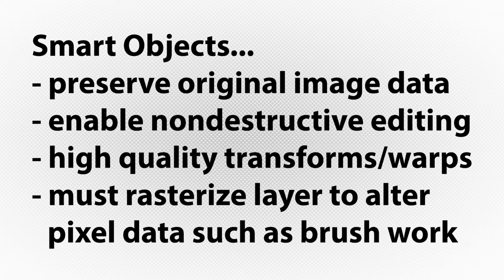You can't perform operations that alter pixel data, such as painting, dodging, burning, or cloning directly to a smart object layer, unless it's first converted into a regular layer, which will be rasterized. To perform operations that alter pixel data, you can edit the contents of a smart object, clone a new layer above the smart object layer, edit duplicates of the smart object, or just create a new layer.